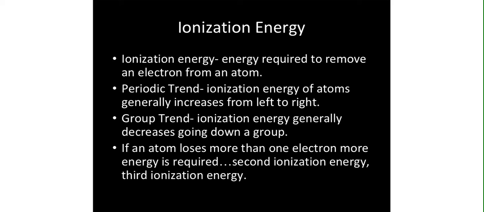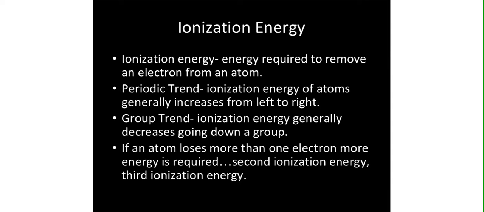The periodic trend for this looks something like this: ionization energy of atoms generally increases from left to right. So as you go from the alkali metals to the noble gases, the ionization energy generally increases. As you go down a group, the ionization energy generally decreases. Now, there are quite a few exceptions to this rule.